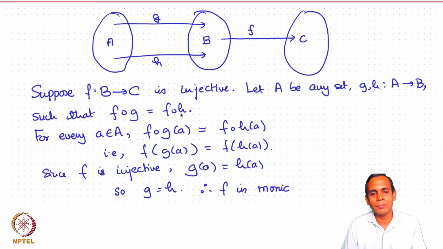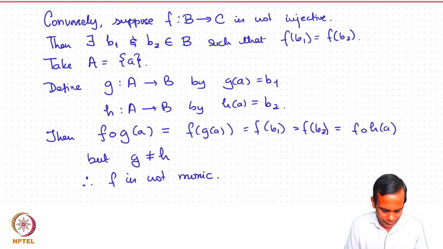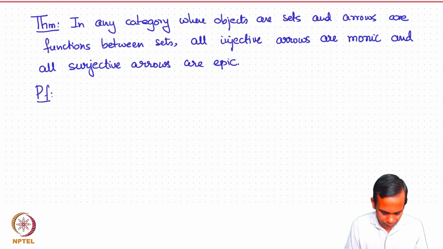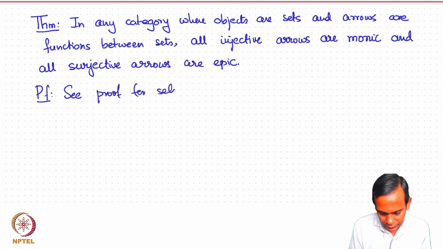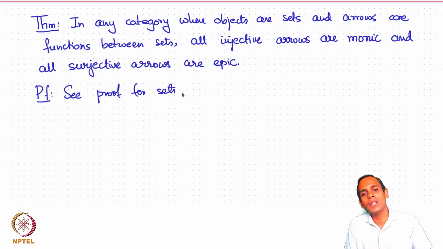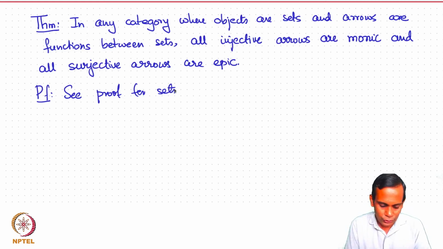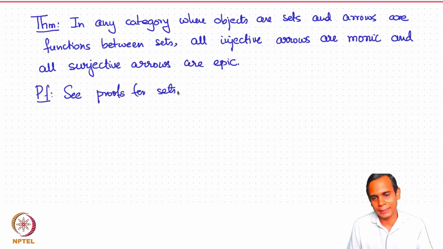So this whole argument would hold to prove the first part of this result, that all injective arrows are monic. So see the proof for sets. And for surjective implies epic, that's an exercise that I have given you. When you work out that exercise, you should try to see that you're actually proving this theorem here. So see the proofs for sets.